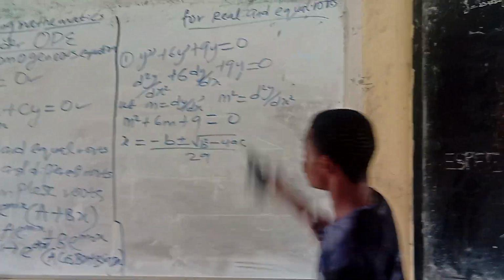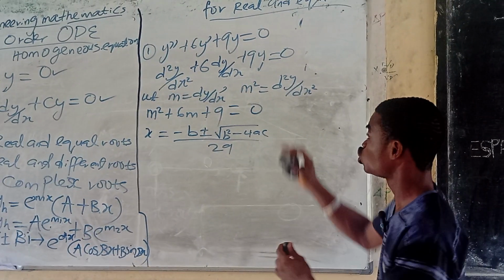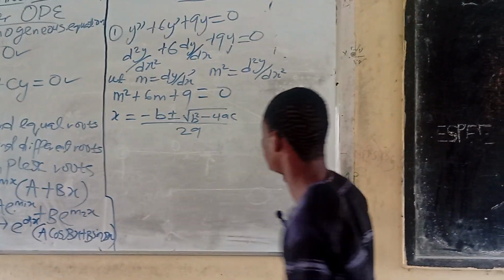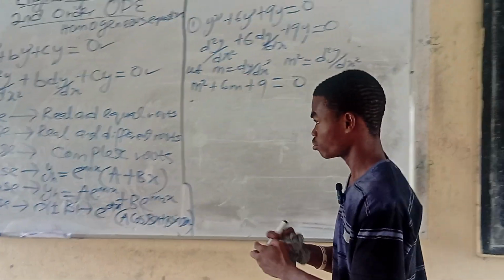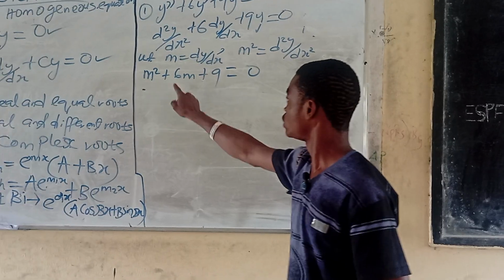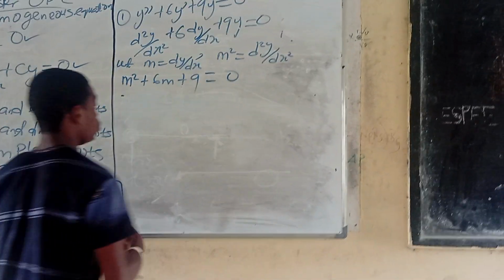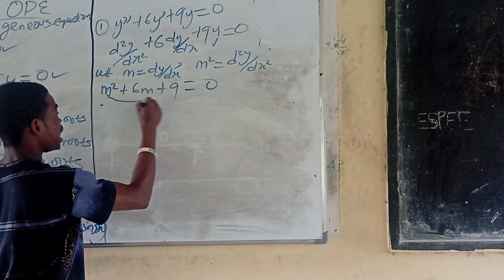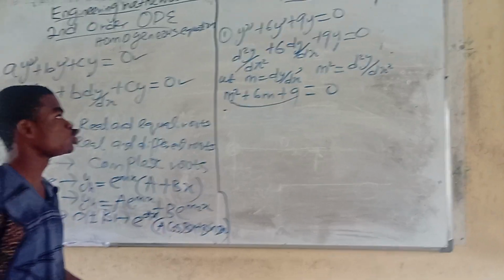Since it's equal roots, I can still go ahead and use the factorization method. Now, what does the factorization method say? We have m squared plus 6m plus 9. First of all, multiply the first and the last terms. That's going to give us 9m squared.